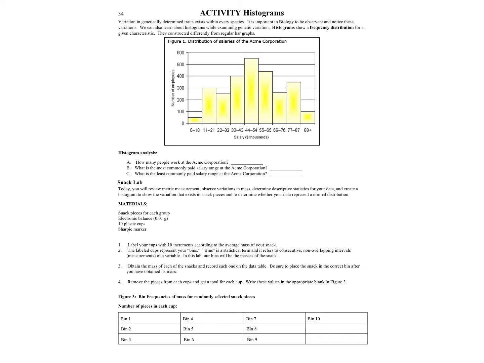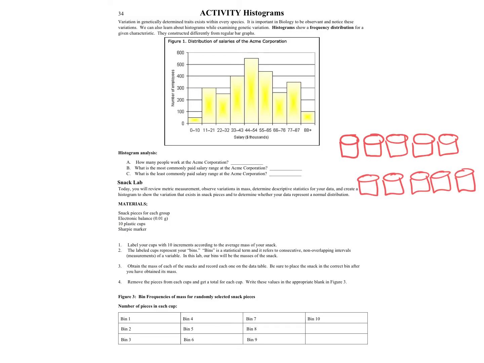So at each station, you're going to have some snack pieces. You're going to have a balance. You're going to have 10 plastic cups, and these plastic cups are your bins. Now, bins is a statistical term and refers to consecutive non-overlapping intervals. So what that means is at each station, you are going to take the mass of your snacks and put them into categories, separated into 10 non-overlapping categories or a range of 10 values.